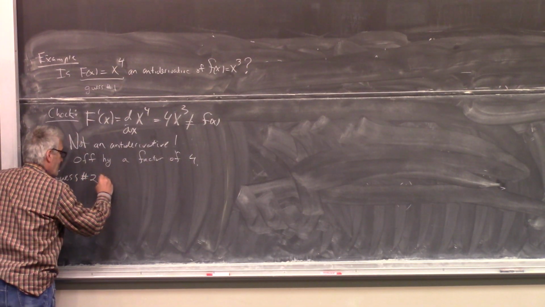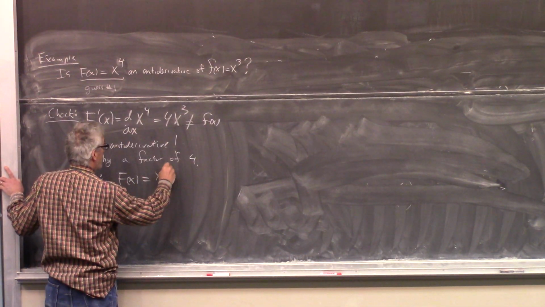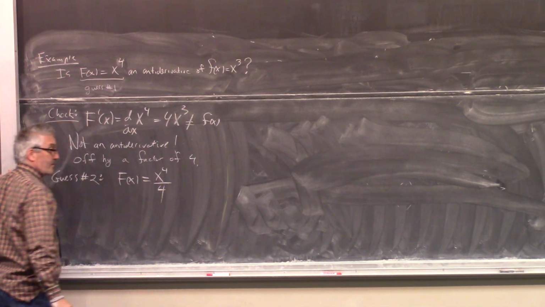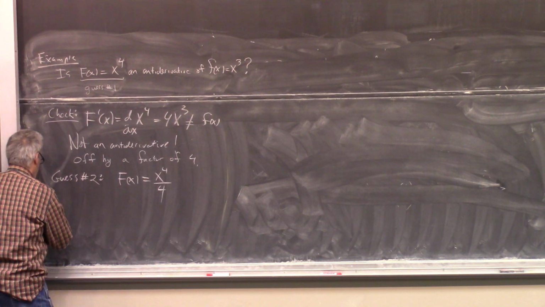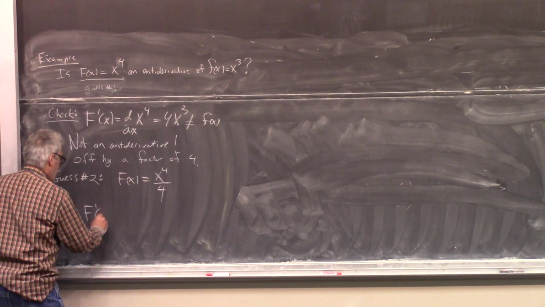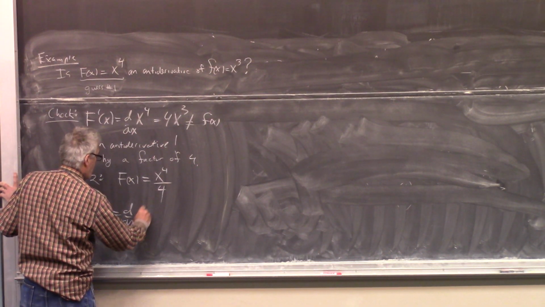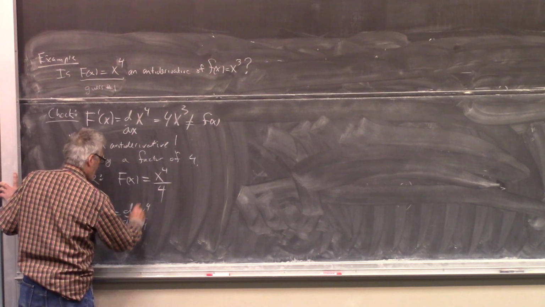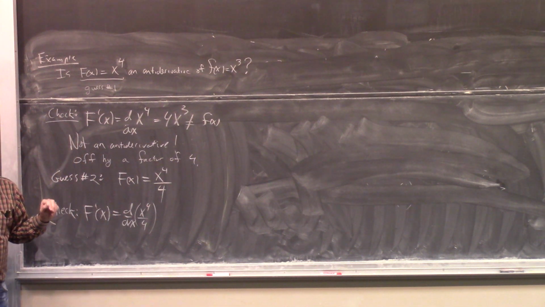Let's make capital F of x be x to the 4th over 4. So now let's find capital F prime for that function. So check. Capital F prime of x is the derivative of that baby. This gives me a chance to rant about things that look like quotients, but you don't need the quotient rule for.